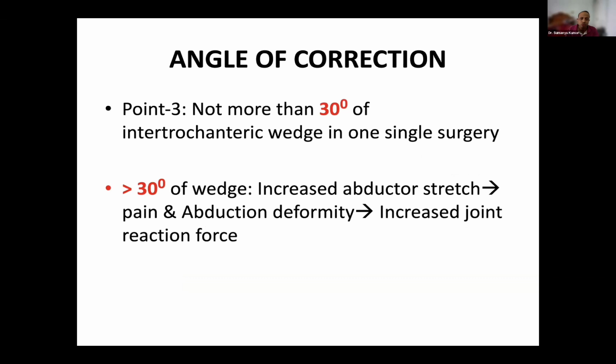Why should we not have more than a 30-degree wedge? Because when the person walks, both feet have to be on the ground. So if you are taking more wedge, in order to bring the foot onto the ground from the abductor deformity, there will be more stretch on the abductor. In other words, the stressed abductor will increase the joint reaction force and cause joint damage. For this reason, in a single sitting, we do not want a correction or a wedge of more than 30 degrees.